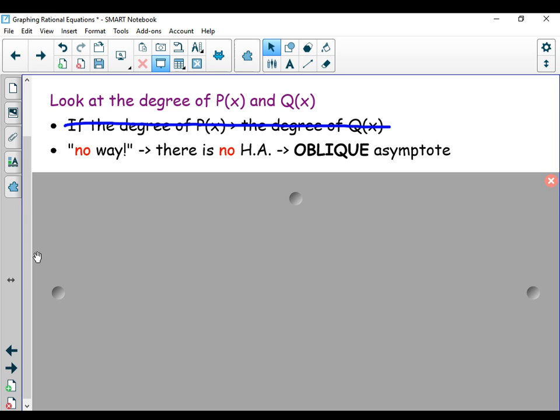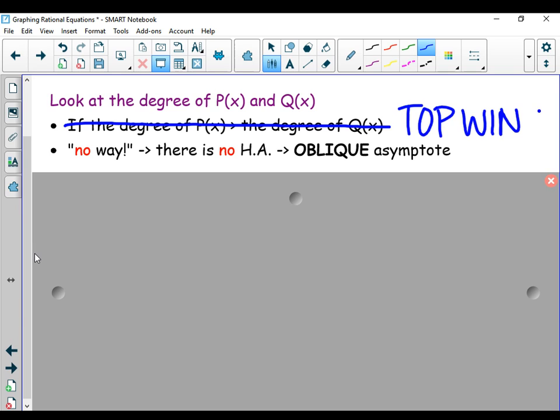Okay, so for the first one, it says if the degree of the numerator is higher than the degree of the denominator, I'm going to say top wins. I'm going basic words here. Top wins. Numerator wins. Numerator has the highest degree. So what that would look like is I would have x to the 5th over x cubed or something like that. See how the numerator has the highest degree.